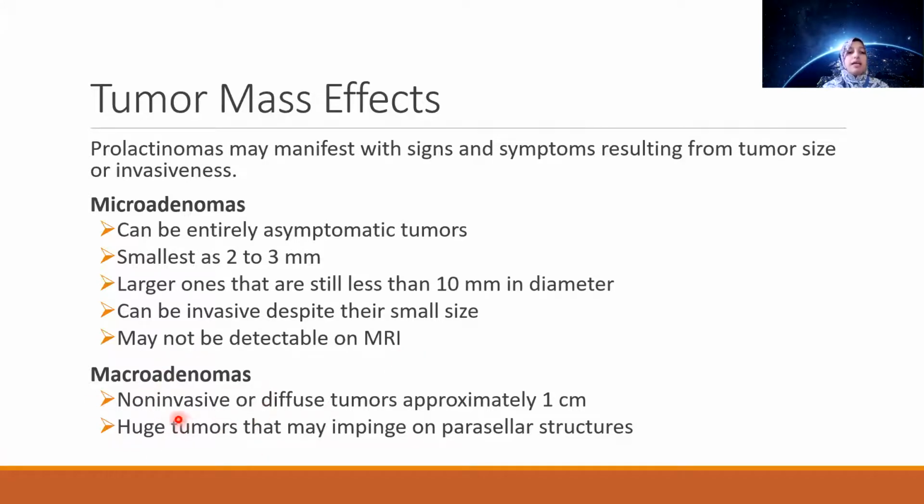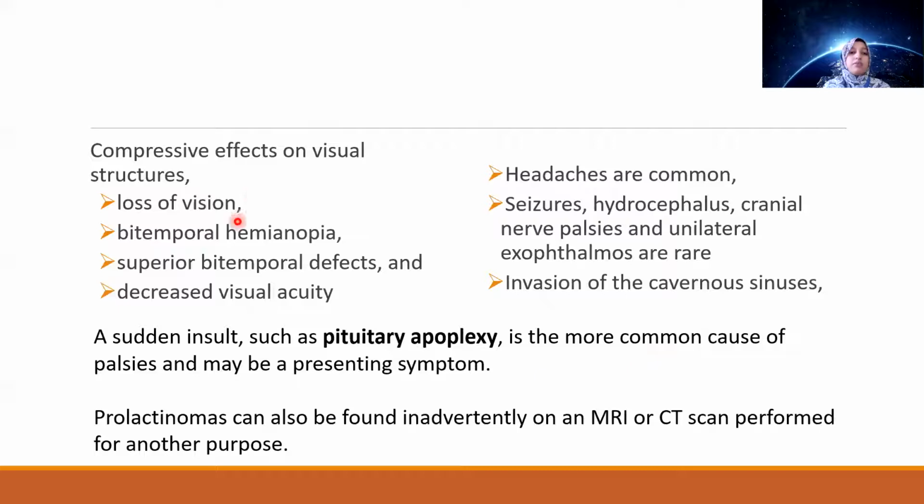Macroadenomas can be non-invasive or diffuse tumors approximately 1 centimeter or more in size, and sometimes they can be huge tumors that may impinge on the parasellar structures like the optic chiasm, cavernous sinus, and sphenoid sinus, and can actually result in CSF rhinorrhea. So the compressive effects on the visual structures can result in loss of vision. There can be bitemporal hemianopia, superior bitemporal defects, and decreased visual acuity.